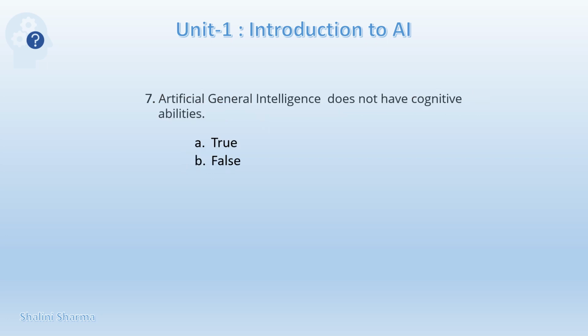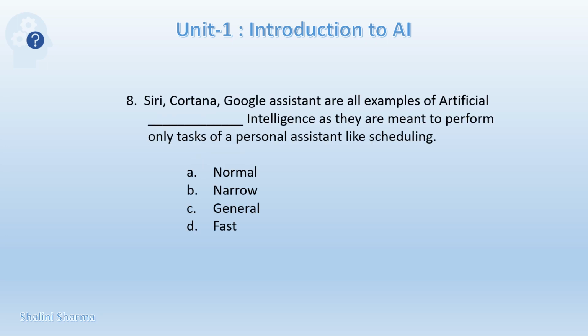Question number 7. Artificial intelligence does not have cognitive abilities. Do you think it is true or do you think it's false? And the correct response for artificial general intelligence does not have cognitive abilities is false. Artificial general intelligence has got cognitive abilities.